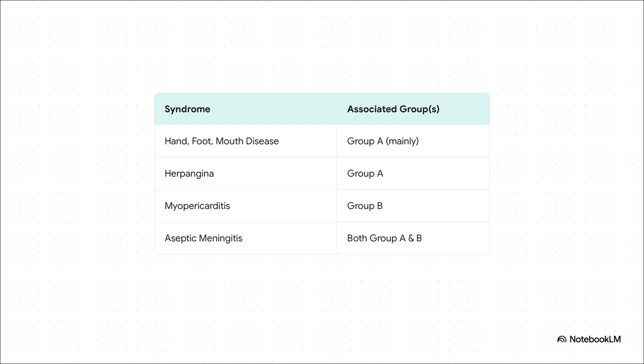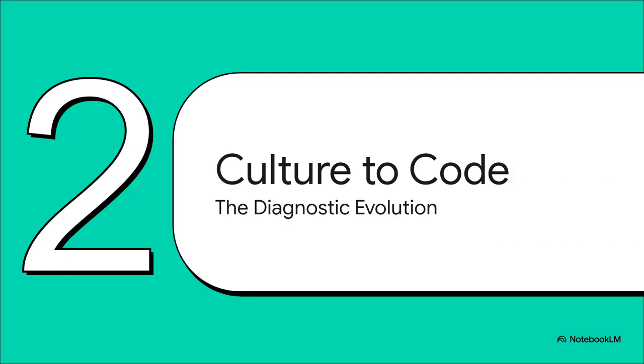And then you flip it around, and a virus like Coxsackievirus B5 can show up as anything from a mild case of hand, foot, and mouth to severe life-threatening myopericarditis. This massive clinical overlap makes a diagnosis based on symptoms alone pretty much impossible, which just reinforces how indispensable the lab really is.